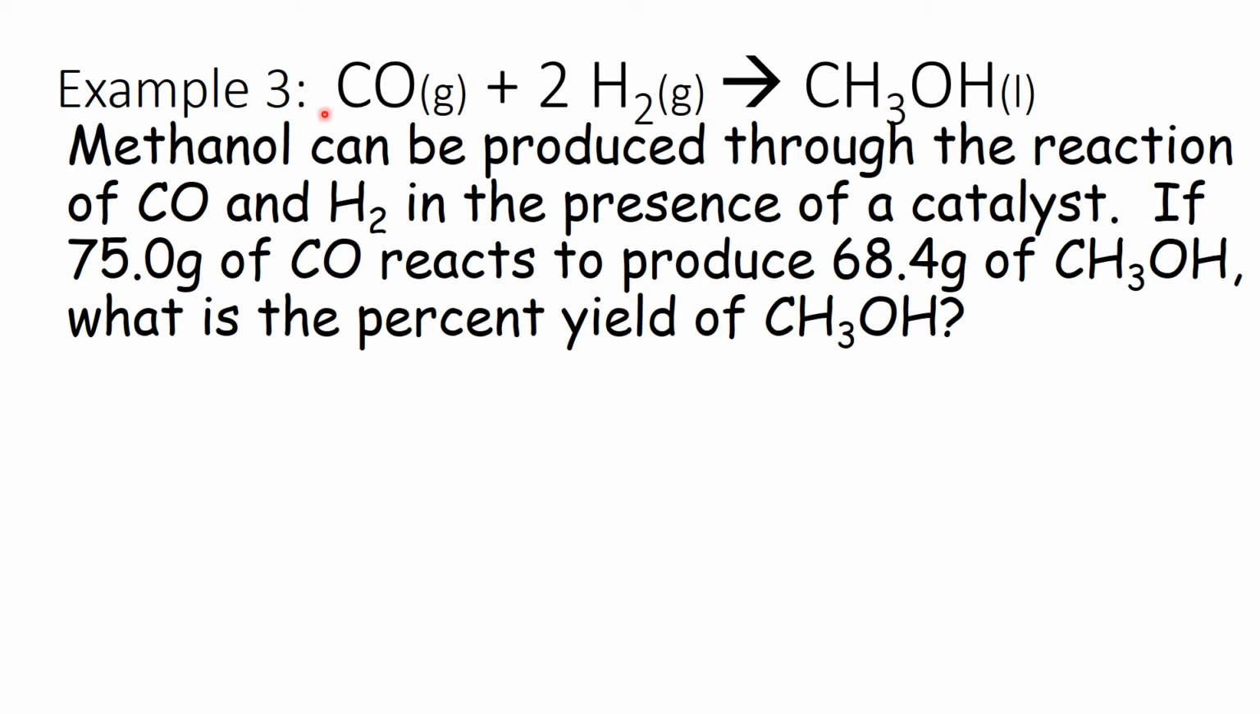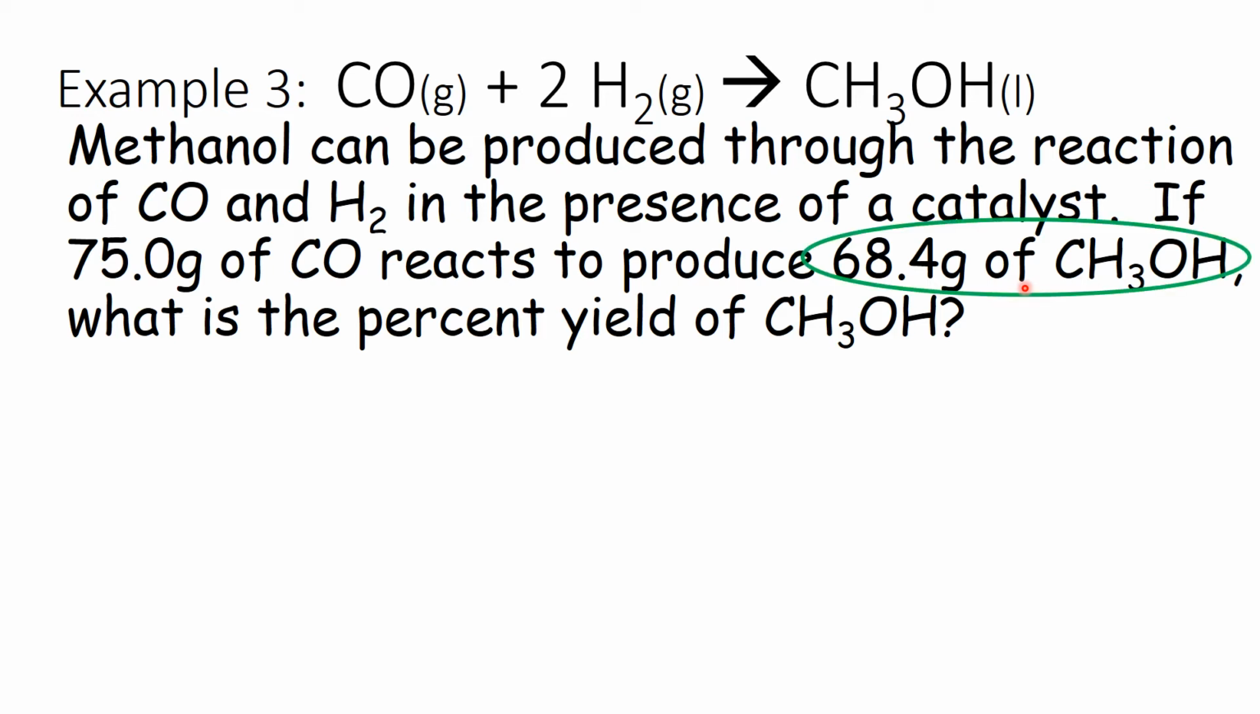In this example, we have this equation: carbon monoxide plus hydrogen yields methanol. The problem statement says methanol can be produced through the reaction of carbon monoxide and hydrogen in the presence of a catalyst. If 75 grams of carbon monoxide reacts to produce 68.4 grams of methanol, what is the percent yield of the methanol?